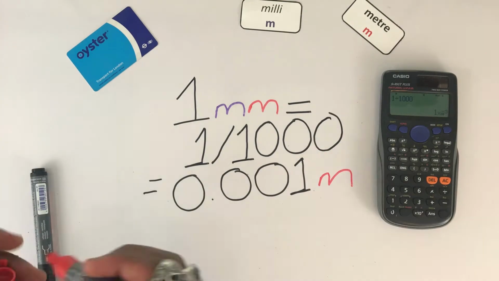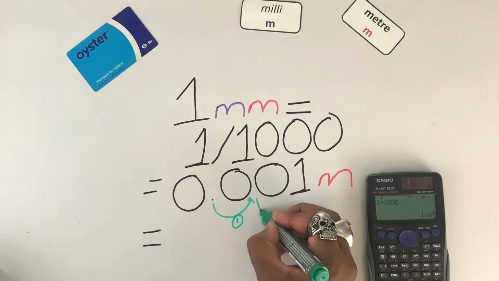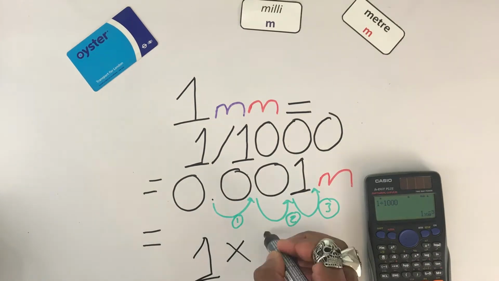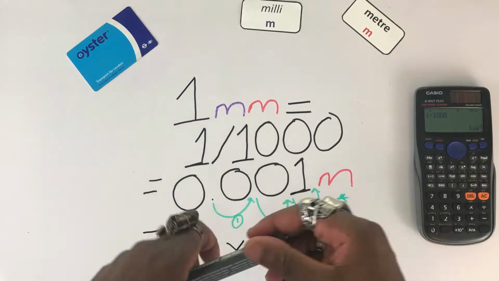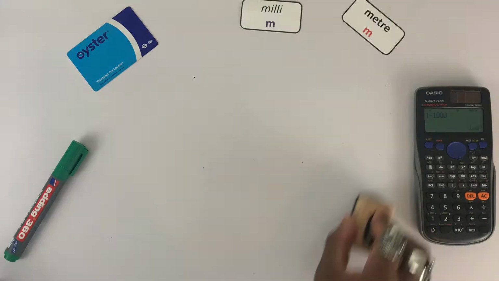0.001 meter. If you remember the last lesson we did on standard form, 0.001 meter could also be written as 1 times 10 to the power of -3 meters. If that just baffled you, make sure you check the last video in the description, okay?